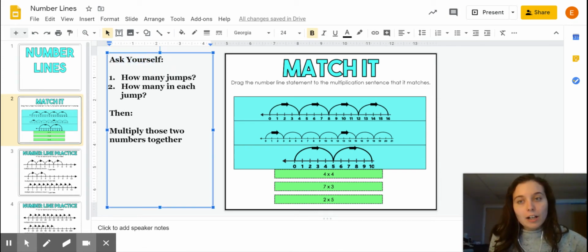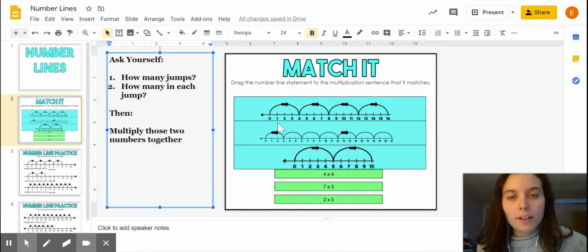First, ask yourself how many jumps. After you know how many jumps on the number line, ask yourself how many are there in each jump. Once you figure that out, then you multiply those two numbers together. Okay? So let's look at the first one. We'll do the first one together.